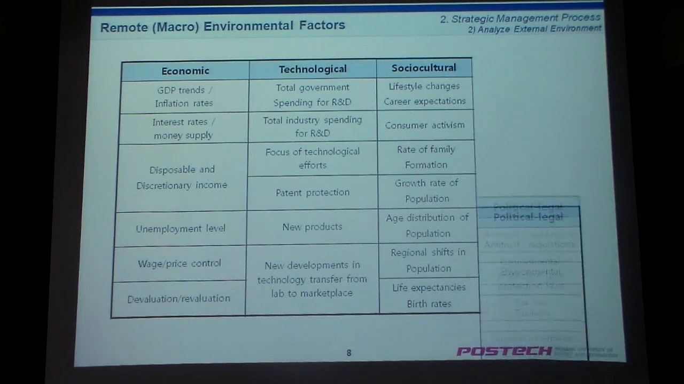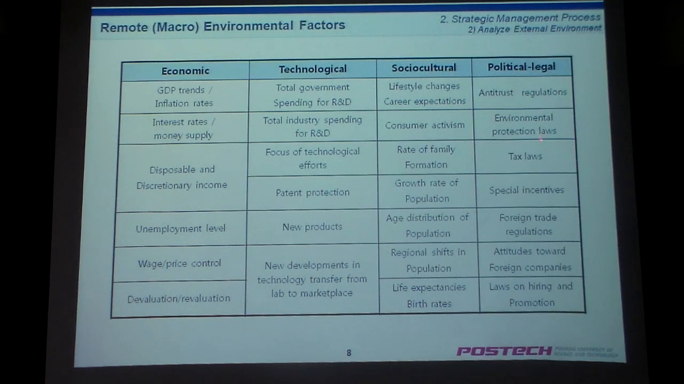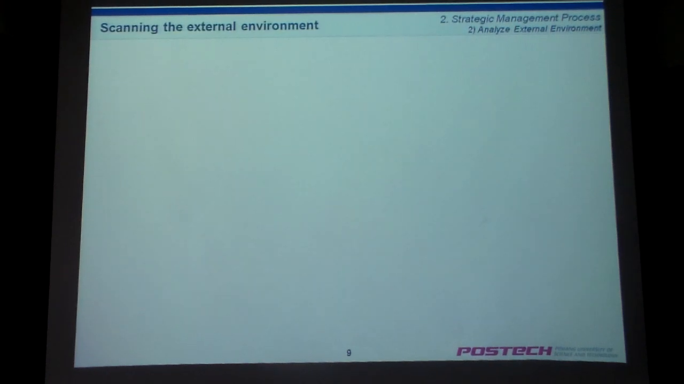And then political legal factors: antitrust regulations, environmental protection law, tax law, special incentives, foreign trade regulation, attitudes toward foreign companies, and the loans, hiring, promotion. So basically there are 4 factors: economic factors, technological factors, social cultural factors, and political legal factors.